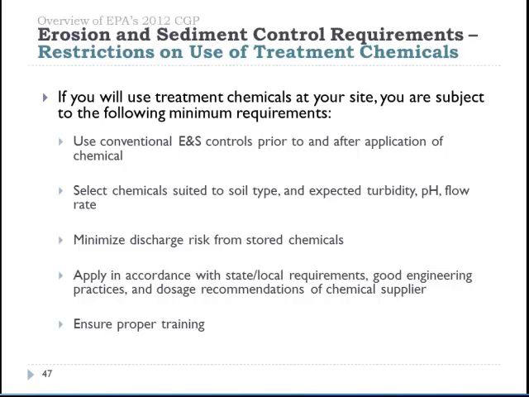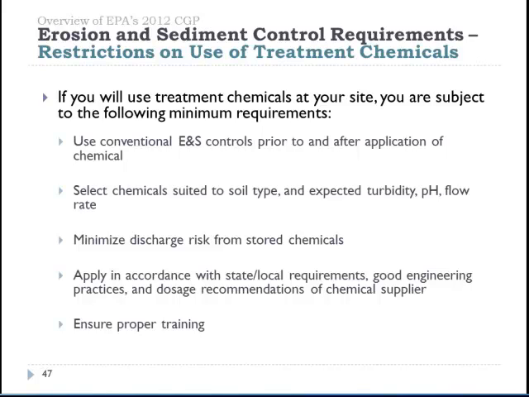In addition, chemicals need to be selected that are suited to the soil type and expected turbidity, pH, and flow rate. And this is information that site operators can get advice on from vendors out there, and this is typical information that will be available for most chemicals. Also, chemicals being stored on the site need to be stored in such a way that the discharge risk is minimized by using proper cover, containerizing the chemicals, and/or using secondary containment.